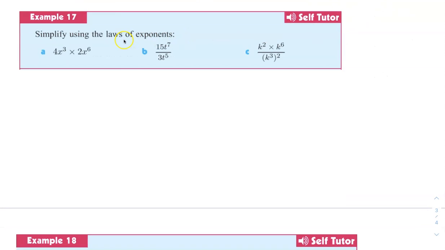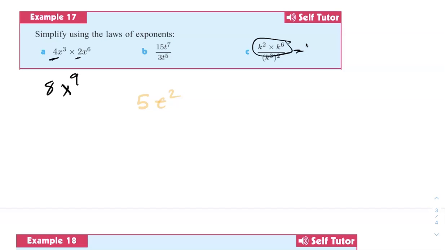Simplify using laws of exponents. Same thing here. Now, when you multiply these two, it's like when you do radicals. You multiply the numbers by themselves, so 8, and then you multiply the powers by themselves, so 9. Same thing here, 15 over 3, it's going to give me 5, and then simplify the powers, t squared.